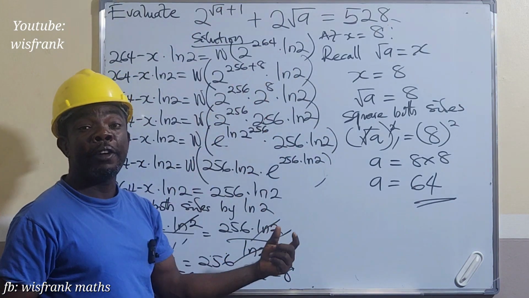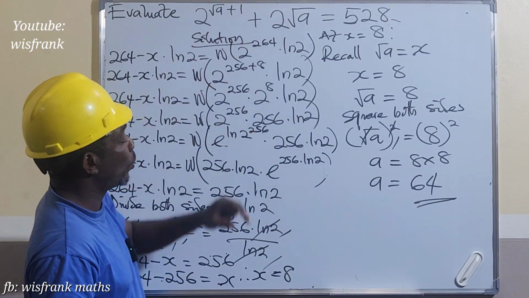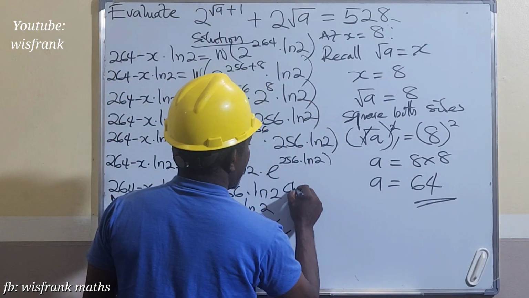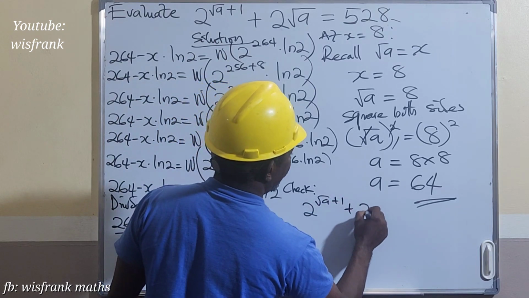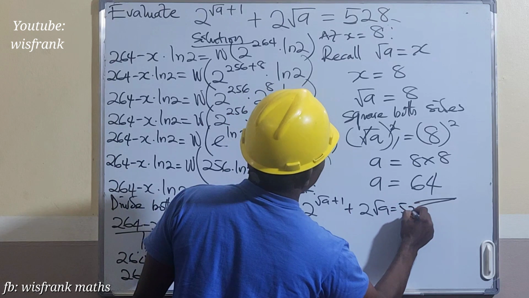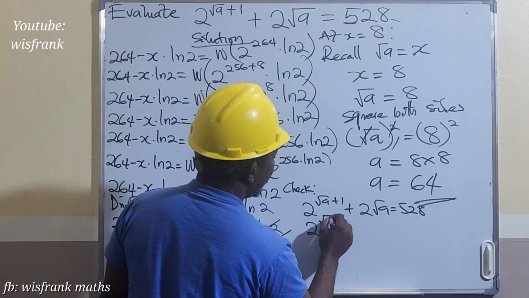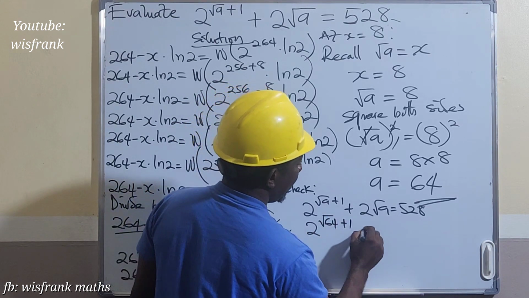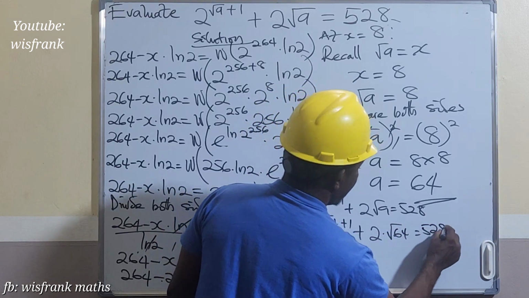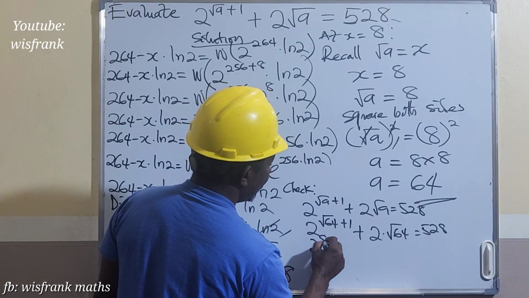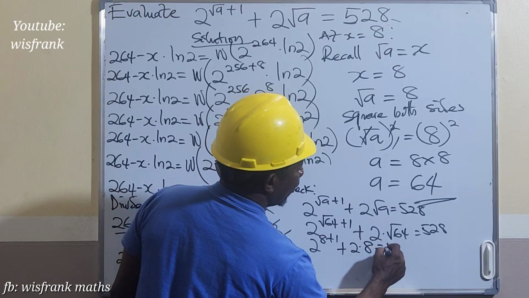And we can do a very little check for us to see whether a equals 64 will satisfy this equation. So we say check: we had 2 to the power of root a plus 1 plus 2 root a equals 528. So we are going to substitute 64 into this place. So we have 2 to the power of root 64 plus 1, then plus 2 times root 64 equals 528. So in this case, we have 2 to the power of 8 plus 1, then plus 2 times 8 equals 528.